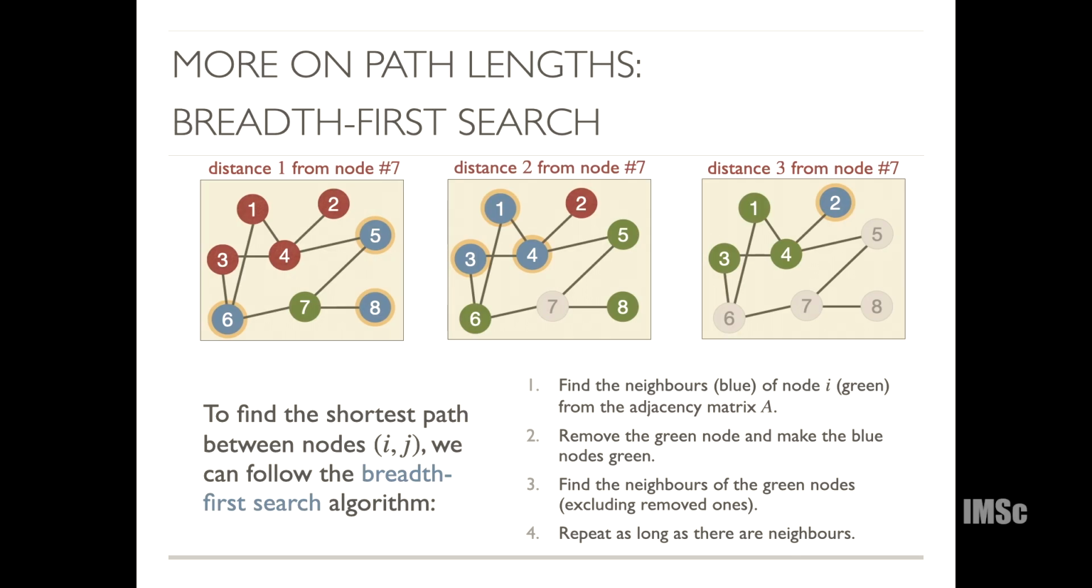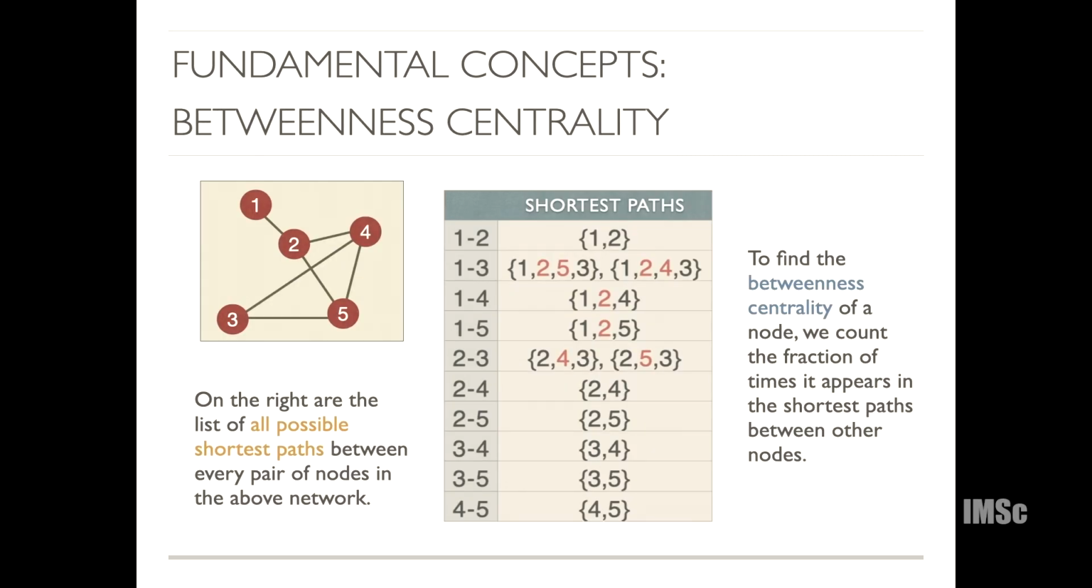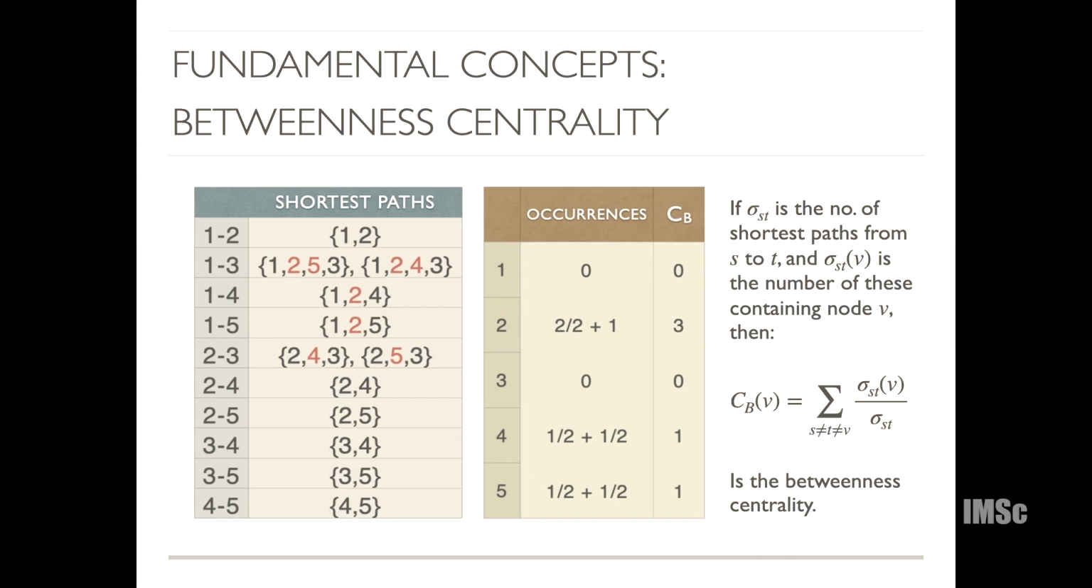Now this is something which you will have to do on the computer, because this is not something that you can count so easily. But if you follow this, then this way you can get all the strings that tell you the paths going from one node to another node, and then following what I mentioned over here, you just count. So how many times does a given node appear, or the fraction of times that it appears in all the path lengths between other nodes, right?